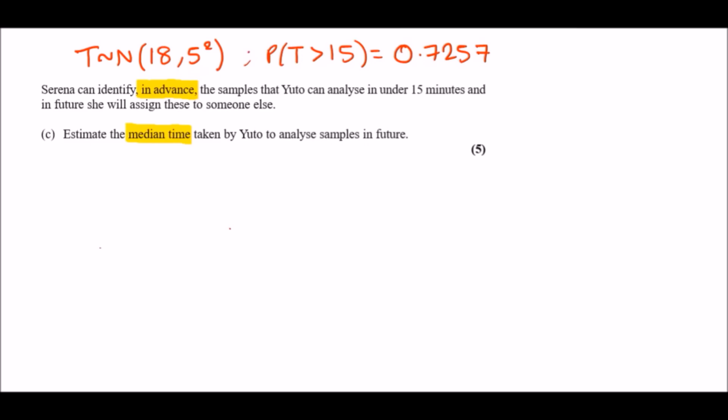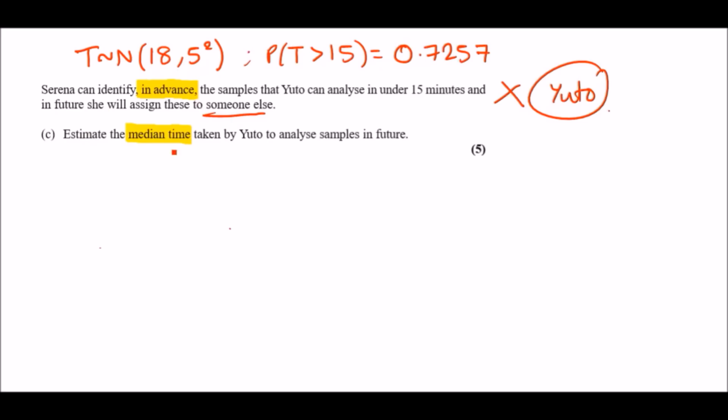Okay, finally, part C. So according to this one, Serena can identify in advance the samples that Yuto can analyze in under 15 minutes, and in future she'll assign these to someone else. Okay, so one thing to be very careful here, she's talking about someone else. In other words, this statement does not apply to Yuto. In the future, she'll assign these to someone else. So this following statement does not apply.